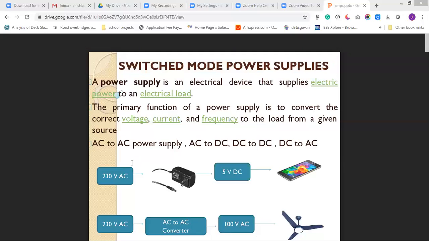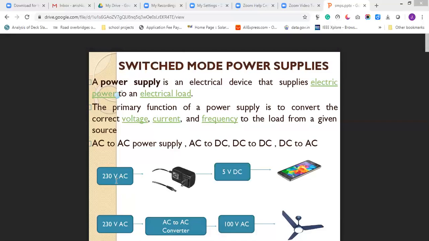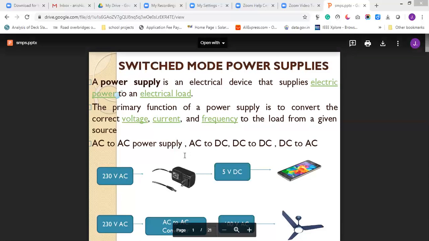Now you take two examples. First example, I want to charge my mobile phone. So the mobile phone requires 5 volt DC. But in all our houses, the source voltage is 230 volt AC. So this voltage cannot be used to charge the mobile phone. So I need a power supply.